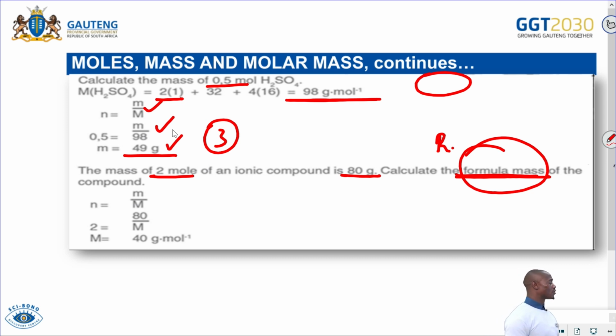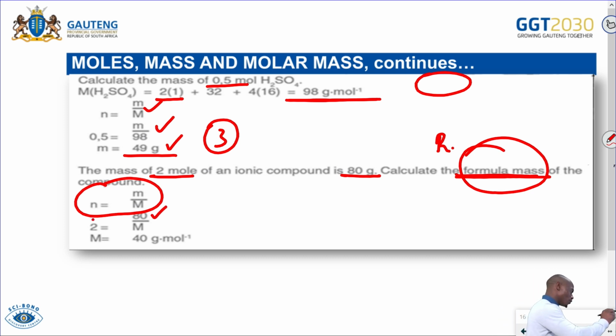So the first thing that we need to do here is to calculate the molar mass of that substance. The equation is n, the number of moles, equals mass over molar mass. So the mass is 80, the number of moles is 2, then the molar mass will be 80 divided by 2. 80 divided by 2 is 40 grams per mole. So that is the first thing that we'll get here.